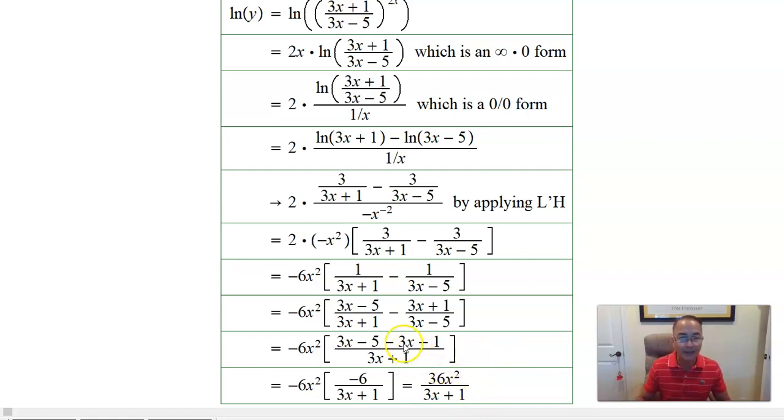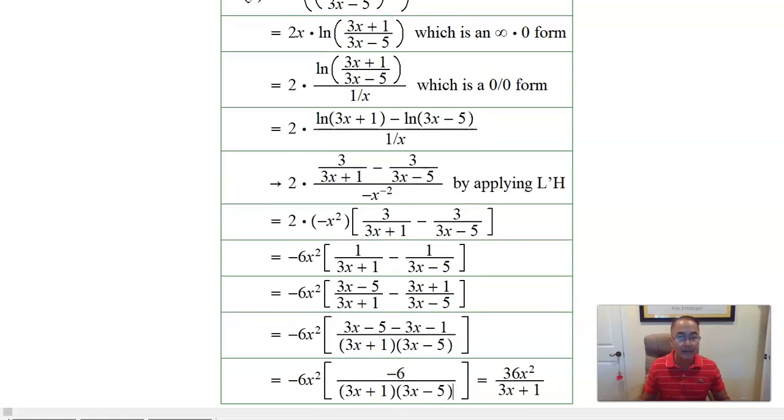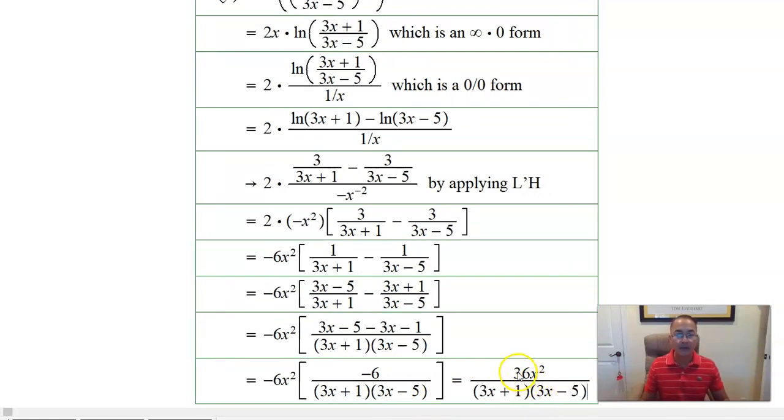And whoops, check it out. I made a bad mistake here. This 3x plus 1 has a partner down here. When we combine fractions, that is a common denominator of 3x plus 1 times 3x minus 5. So that should also be our denominator over here. And that's very important because look what's happening. That fraction is 36x squared over 9x squared something.